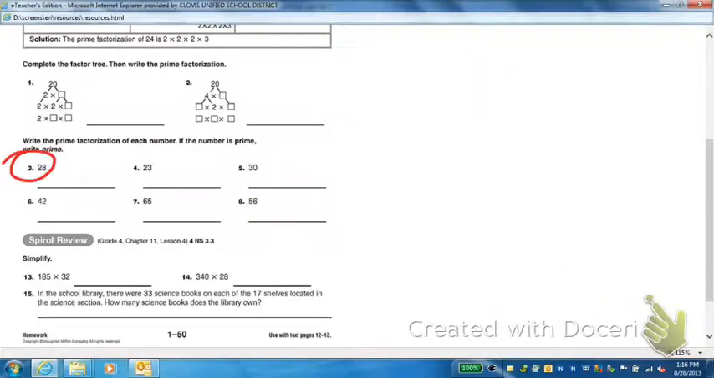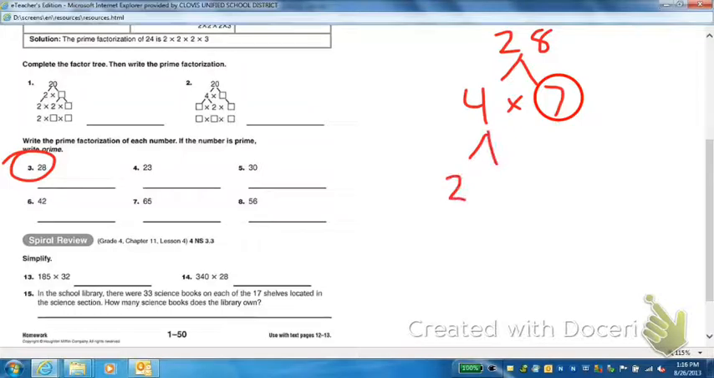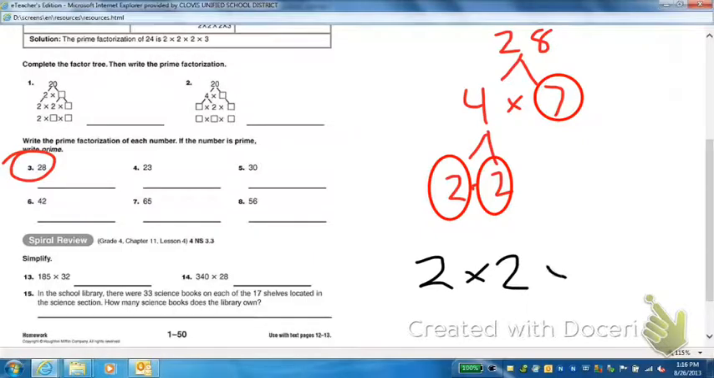Number 3, 28. Got 4 times 7. 7 is prime. 2 times 2. 2 and 2 are both prime. So my answer for number 3 would be 2 times 2 times 7.